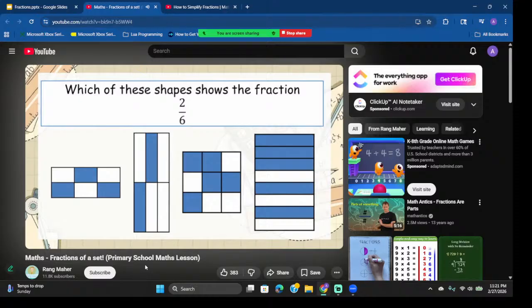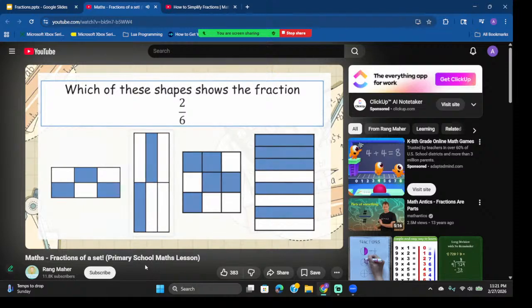Take a look at these shapes down below. Some of the shapes have a fraction of them shaded in dark blue. One of these shapes shows the fraction 2/6. Can you pause the video and see if you can figure out which one has got 2/6 shaded in blue? Remember, the top number of the fraction tells us how many parts are shaded. The bottom number tells us how many parts there are altogether. Pause the video and use this to help you find the correct answer.